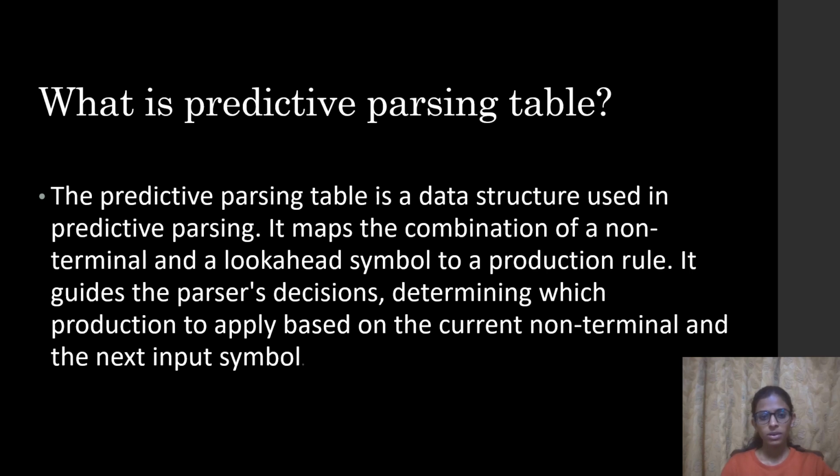Firstly, what is a predictive parsing table? The predictive parsing table is a data structure used in predictive parsing. It maps a combination of a non-terminal and a lookahead symbol to a production rule. It guides the parser's decisions, determining which production to apply based on the current non-terminal and the next input symbol. So this is about the predictive parsing table.